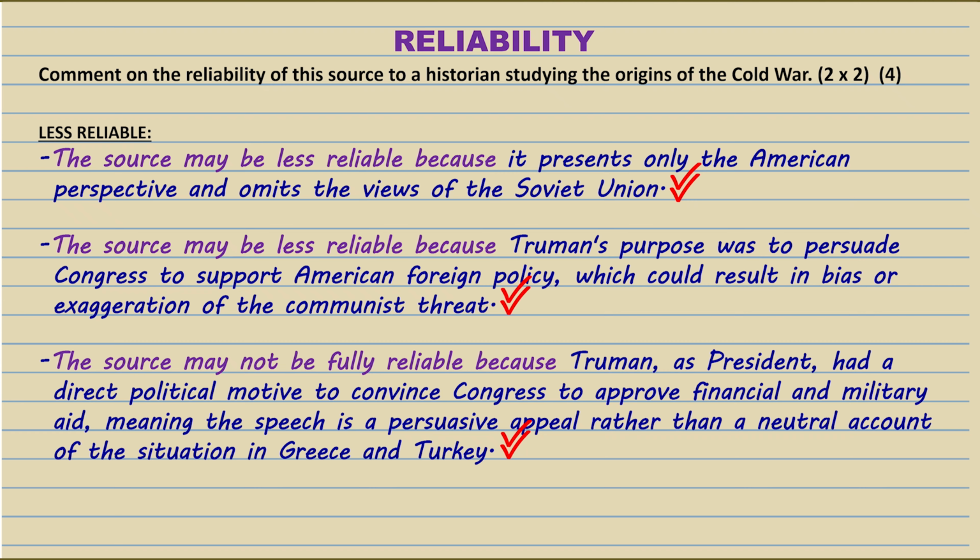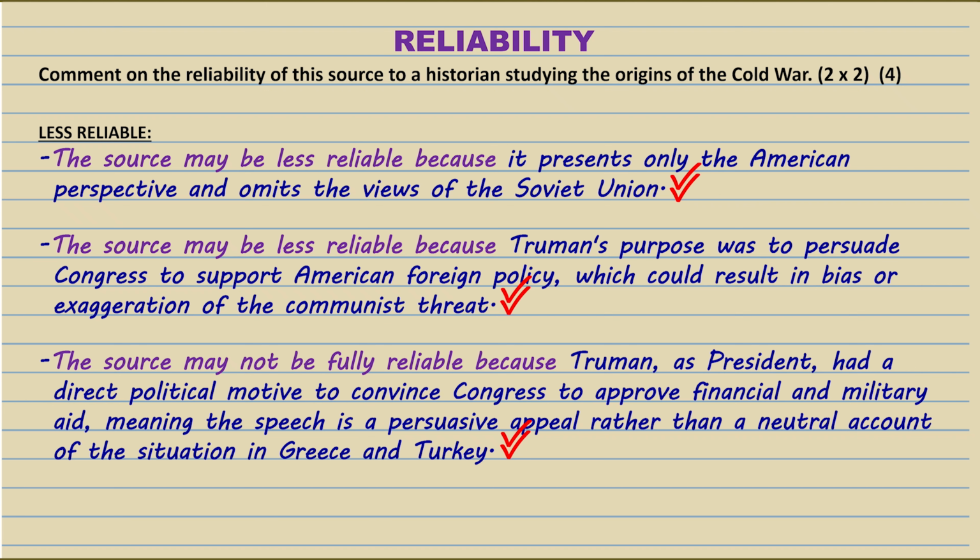Because the source was created to win support for a particular course of action, we cannot necessarily expect Truman to present every aspect of the situation equally. His political objective could influence what he emphasized, what he downplayed, and how he described the threat. This creates a possible weakness in the source's reliability. But remember, reliability questions can be argued in both directions.